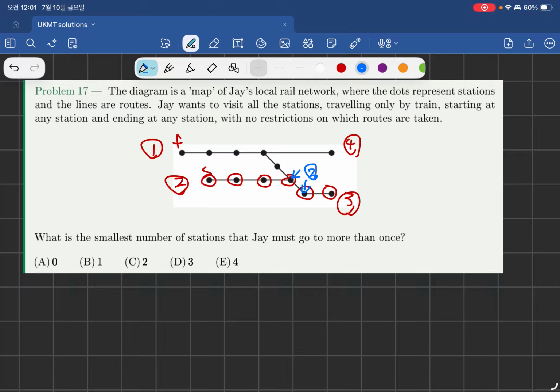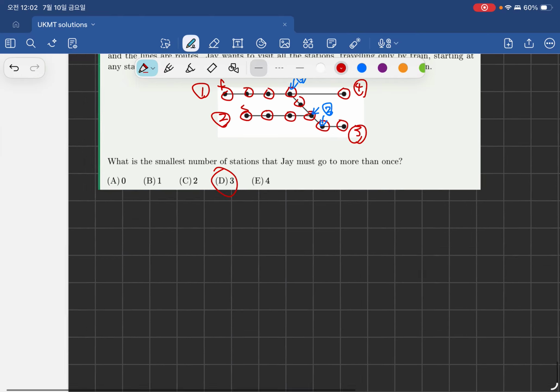So we went 2 stations twice until now, and then we're going to station 4, then we're coming back to the station again. So this is our third station that J went twice, and then we're heading to station 1. So this is the route that has the smallest number of stations that J must go to more than once, and he went to 3 stations twice, so D is the correct answer.